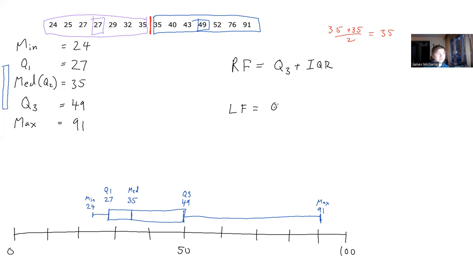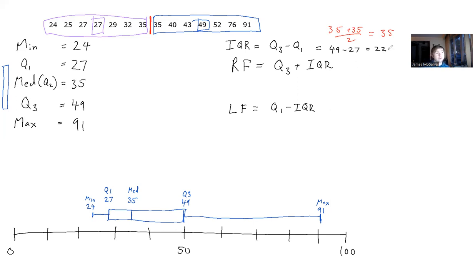And the left fence is Q1 minus the IQR. Okay, so what's the IQR? IQR is actually really easy. IQR is called the interquartile range, and that's just Q3 minus Q1. It's the length of the box. How long is this box? It's the range of the middle half of the data. That's what the IQR is. So in our example, it's going to be 49 minus 27, which is 22.